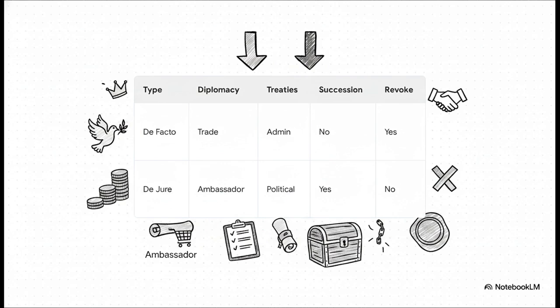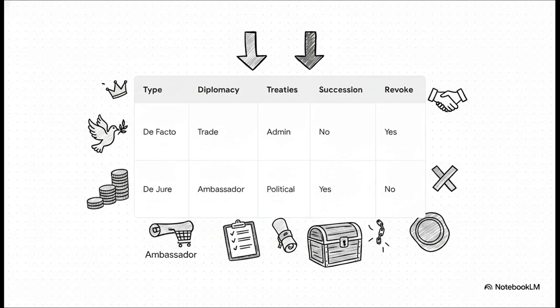So the crucial point is how these two differ across four key legal dimensions. For diplomatic representation, a de facto government is restricted to just trade agents, while a de jure government can exchange full ambassadors. When it comes to treaties, de facto handles temporary or administrative agreements, while de jure handles comprehensive political treaties. Succession, and this one is massive for exams, guys. A de facto government cannot claim state assets abroad if a competing de jure government still exists. And finally, revocability. De facto is provisional.